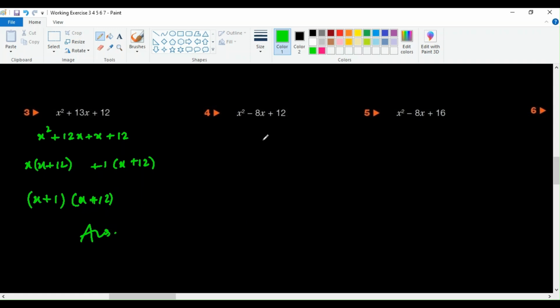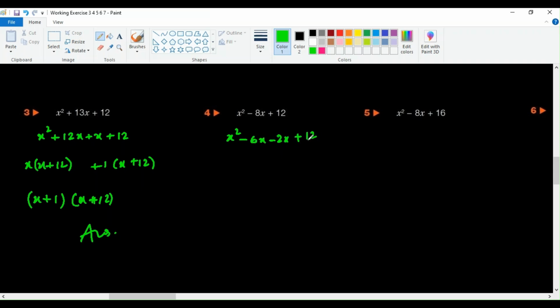Moving on to question number 4. We know very well minus 4 and minus 4 gives us 16. That gives us 8. But let's see, how do we get 8? 1 times 12, 2 times 6 is a 12. That means 2 and 6 both are two factors. I will write 2 and 6. X square plus 12 comes like this, and plus 6x and plus 2x gives us a plus 8. So I will write minus for both.